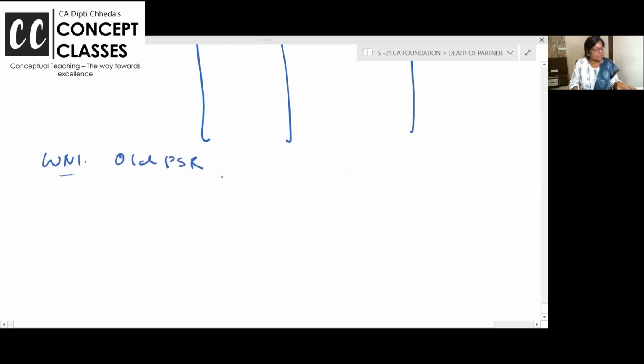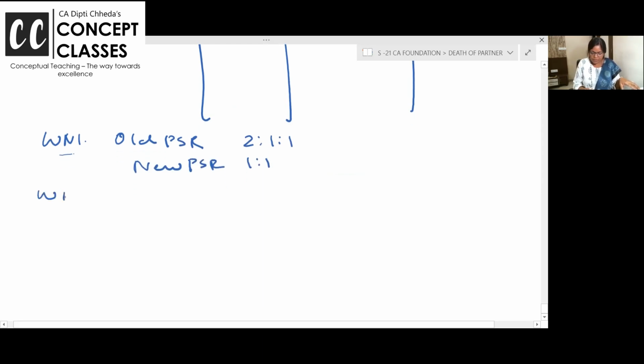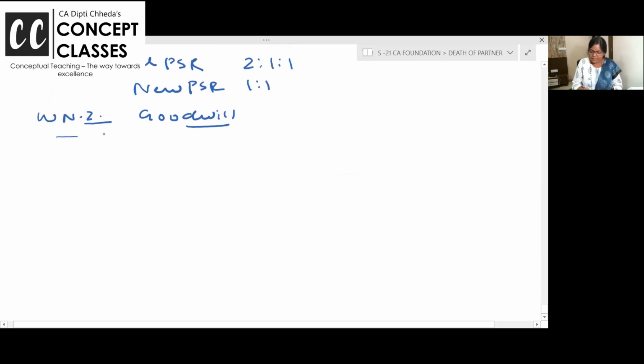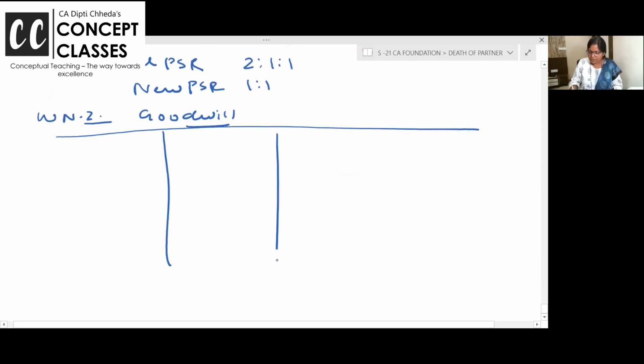Old PSR 2:1:1. Peter is deceased, so new PSR 1:1. Working note 2. Goodwill calculation के लिए first you do the corrections in the profits. Profits are wrong, so let us correct it. Table ही बनाओ पूरा अच्छा, because there are many mistakes in the profit.